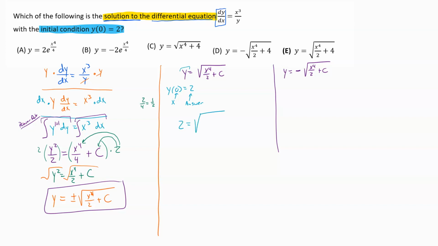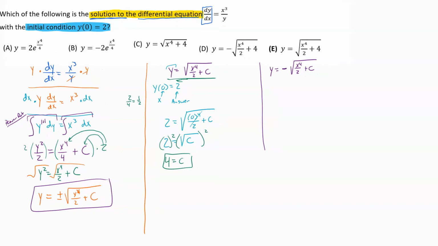So 2 is going to equal the square root of plugging in 0 everywhere I see an x, so 0 to the 4th over 2 plus c. Simplifying that down, we get 2 equals, 0 divided by anything is 0, so 0 plus c is going to just get us the square root of c. And now we need to go ahead and square that to cancel out the square roots. So we square both sides, and we see that 4 equals c. So right now, our full answer on this side is going to take that equation and that plus c, and we get our specific solution here. This would be x to the 4th over 2, and then plus 4.